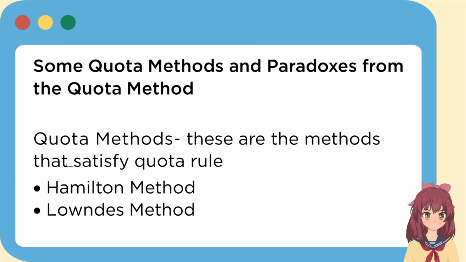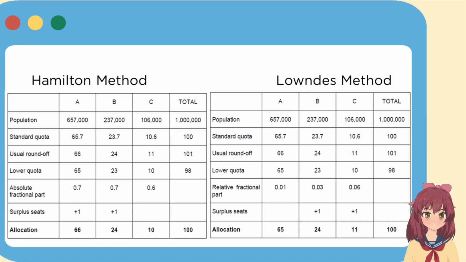are three states going to conduct a conference with only 100 seats. So to properly apportion the number of seats for each state, we are going to use the Hamilton method and the Lowness method. So at the left table, we use the Hamilton method, and the right table applies the Lowness method. So at the first row, we can identify the total population, which is equivalent to 1 million.